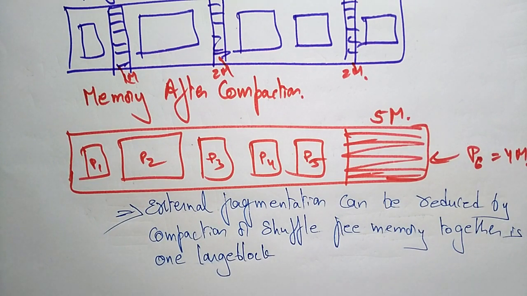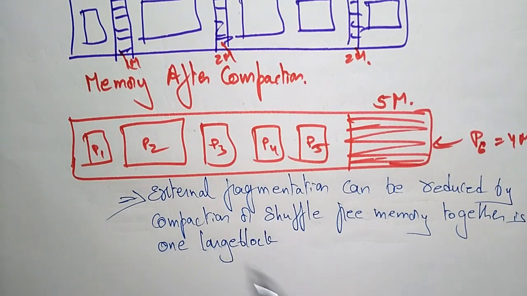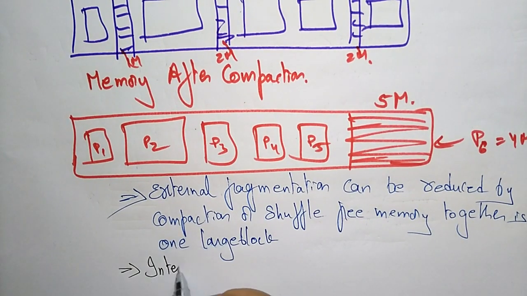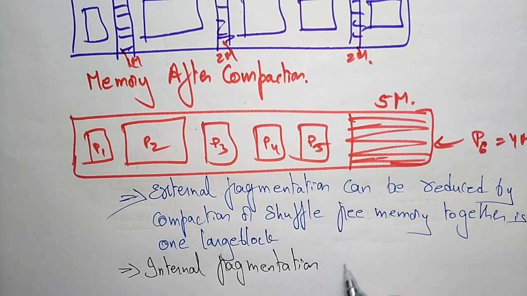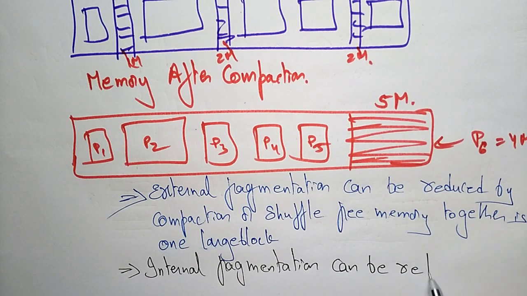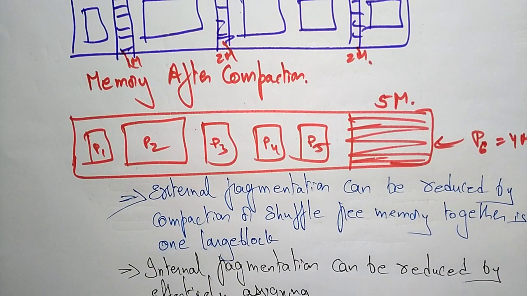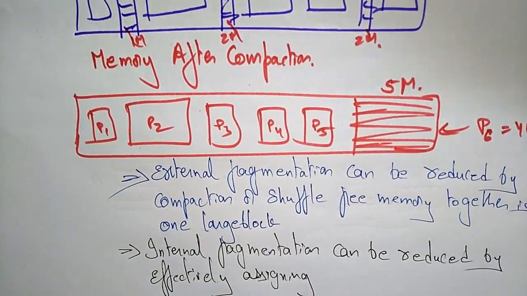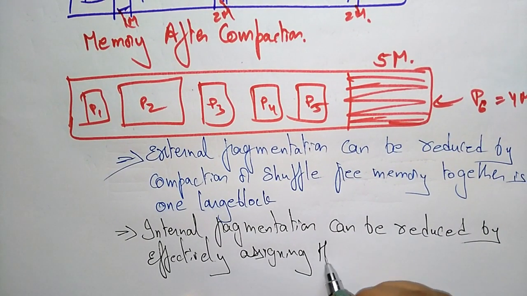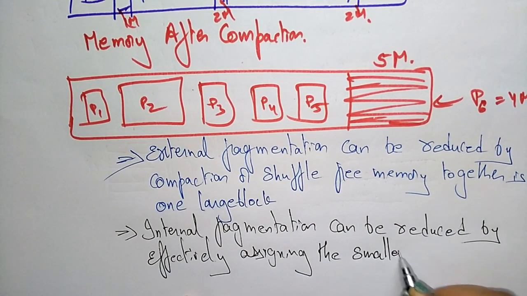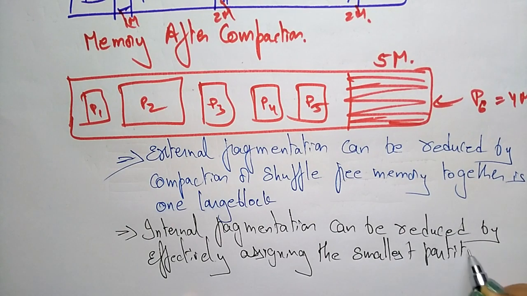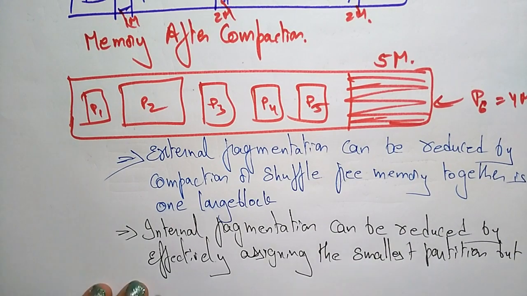And internal fragmentation can be reduced. Let me write that point also. Internal fragmentation can be reduced by effectively assigning the smallest partition, that is, assigning the smallest partitions but large enough for the process.